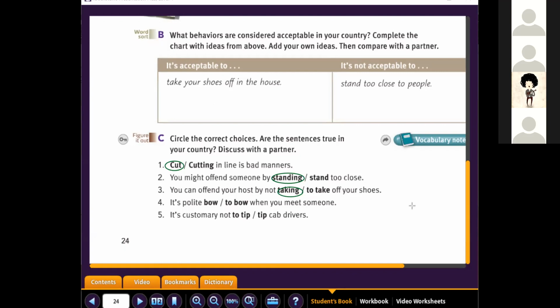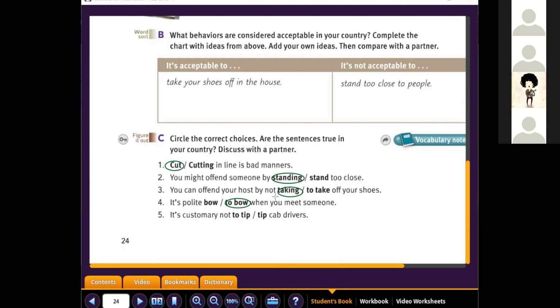Okay, so let's see now from Lisbeth. What do you think it's the correct answer for the fourth statement? It's polite to bow when you meet someone. Yeah, that's it. We need the preposition to make sense the sentence, okay? Thank you. So let's see the final one.